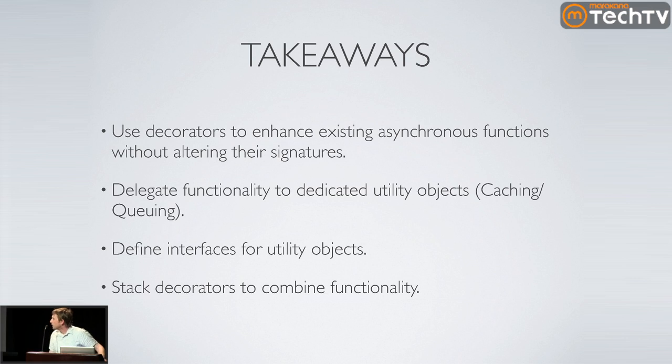Then separate the concerns, so delegate things to the utility object. So just have an object that deals primarily with caching or queuing, and if you want to put something in the cache, delegate it to that. Don't repeat yourself all over your code, because you'll end up repeating yourself. It's a good practice: don't repeat yourself.